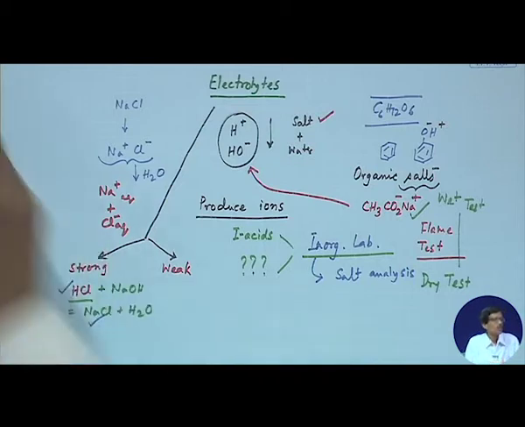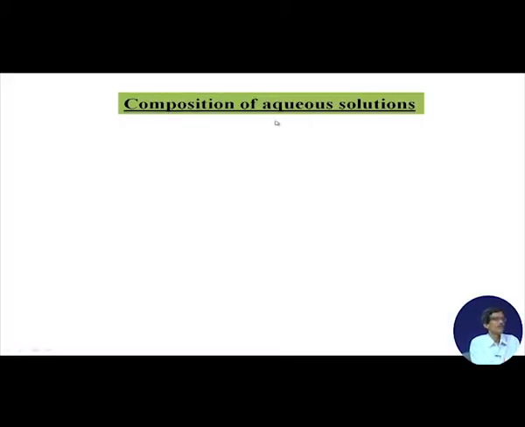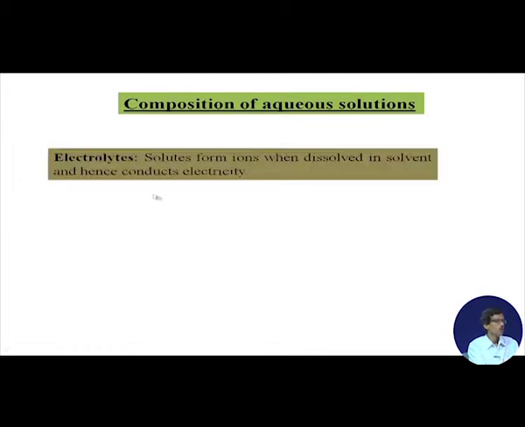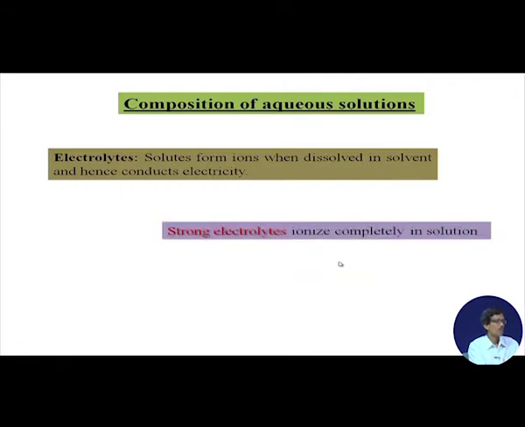The composition of these aqueous solutions tells us once again that if you have a solution of sodium chloride, there are ions of Na plus and ions of Cl minus. Similarly, if we have a solution of sodium acetate, we have the corresponding ions of Na plus and acetate ions. So, electrolytes are nothing but solutes which form ions when dissolved in a solvent, which is our water, and hence conduct electricity. This is the simple definition.